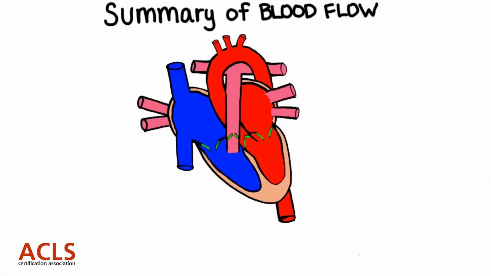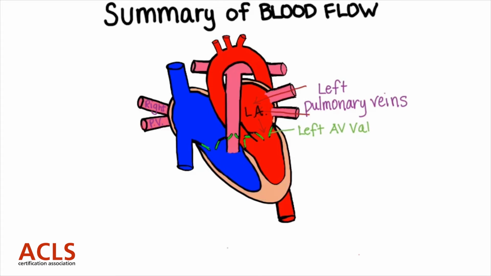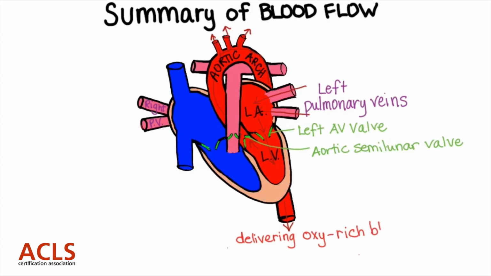To conclude this video, let's describe blood flow through the heart one more time together. Oxygenated blood passes through the left pulmonary veins and the right pulmonary veins into the left atrium. Blood passes through the left AV valve into the left ventricle. When the ventricles pump, oxygenated blood is forced upward and through the aortic semilunar valve into the aorta and the aortic arch and delivers oxygen-rich blood to all the body organs.